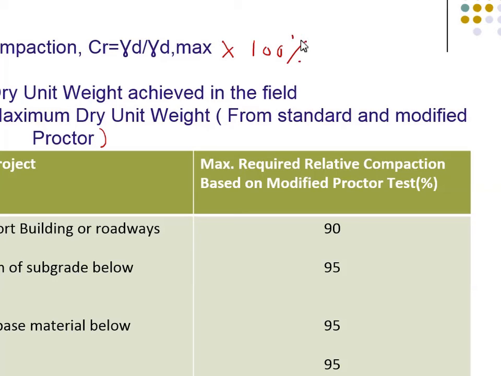Now, what should the relative compaction be? It really depends on your client. Sometimes it depends on the agency. For example, here are the typical relative compactions required for different types of projects. If we look at fill to support a building or roadway, relative compaction minimum should be 90%. If we are looking at the upper 15 centimeter subgrade below a roadway, relative compaction is 95%. If we are looking at an earth dam, relative compaction could be 95%. So this is a ratio which we define for a given type of project.